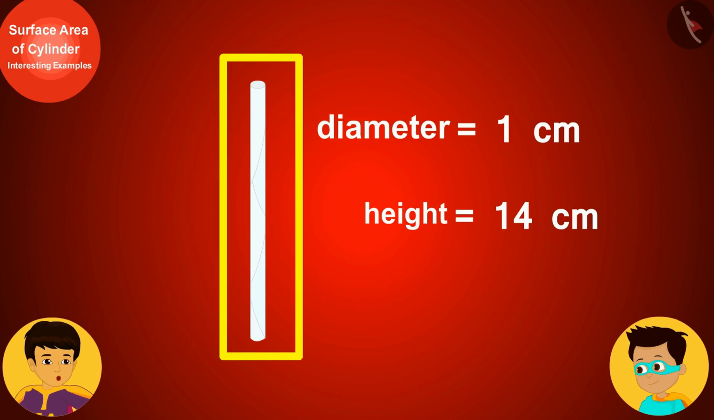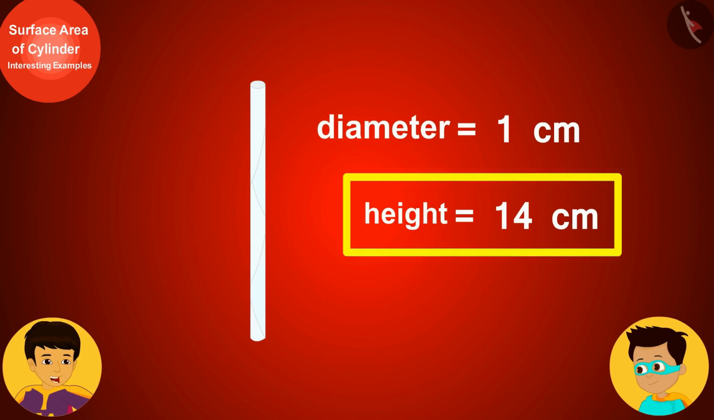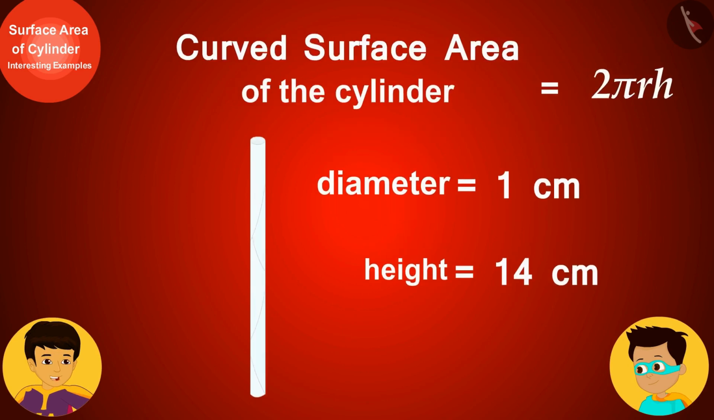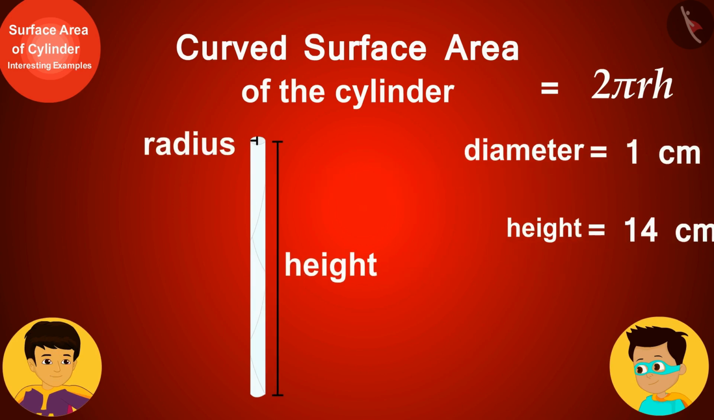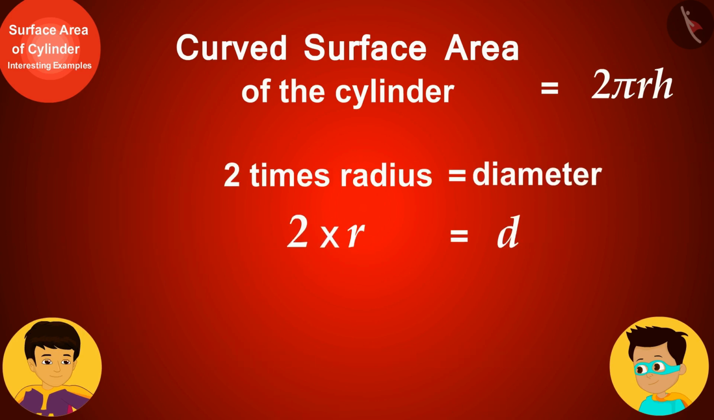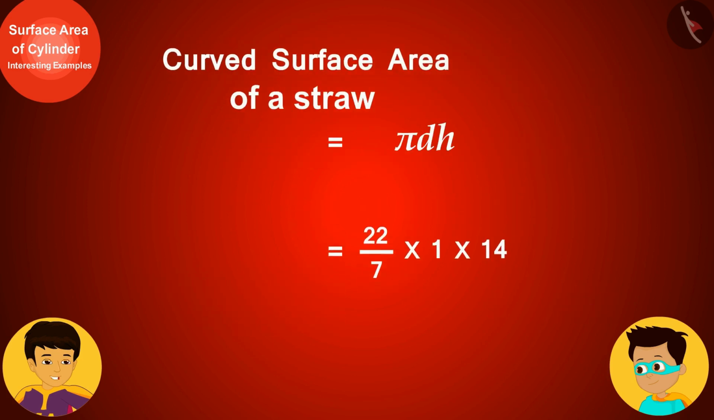The straw is cylindrical in shape, whose diameter is 1 centimeter and height is 14 centimeters. And as we write in a math formula book, the curved surface area of the cylinder is equal to 2 pi r h, where r and h are the radius and height of the cylinder respectively. But 2 times the radius is equal to the diameter. So now, to find the curved surface area of the straw, we just have to write its diameter and height here.